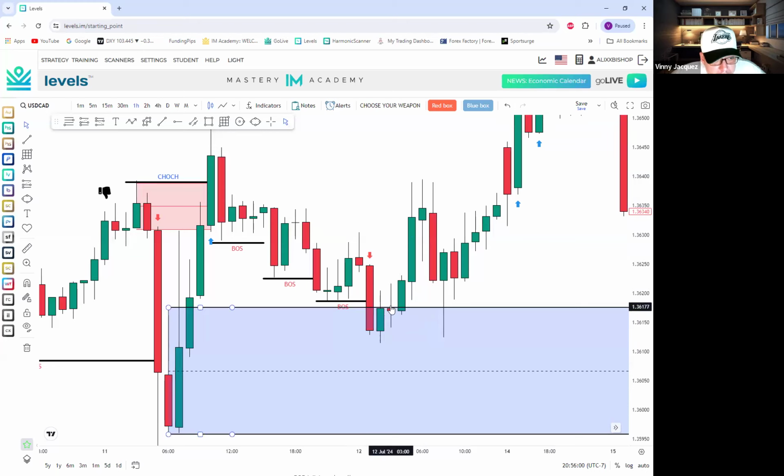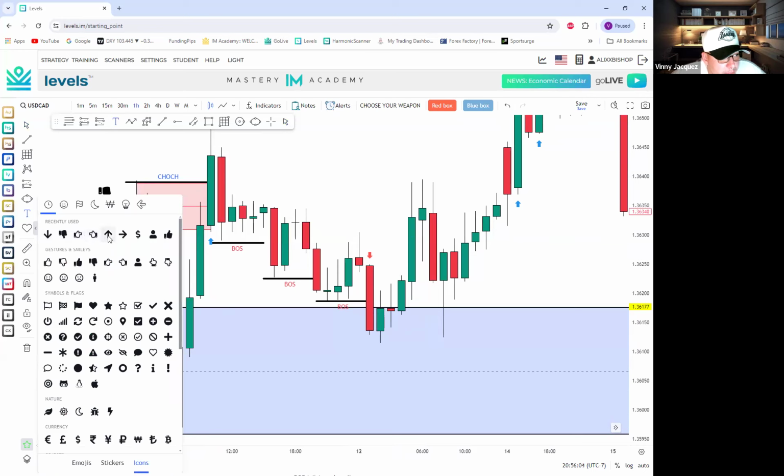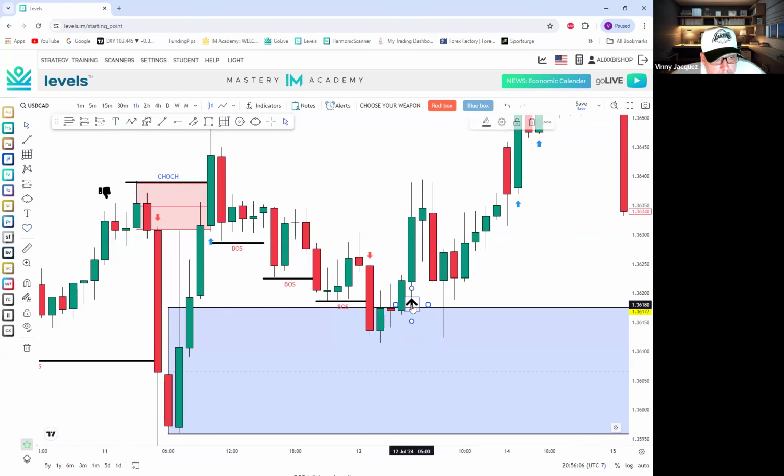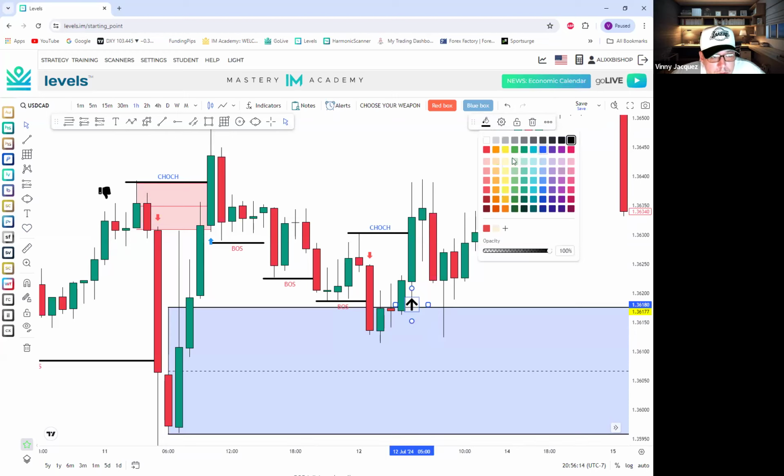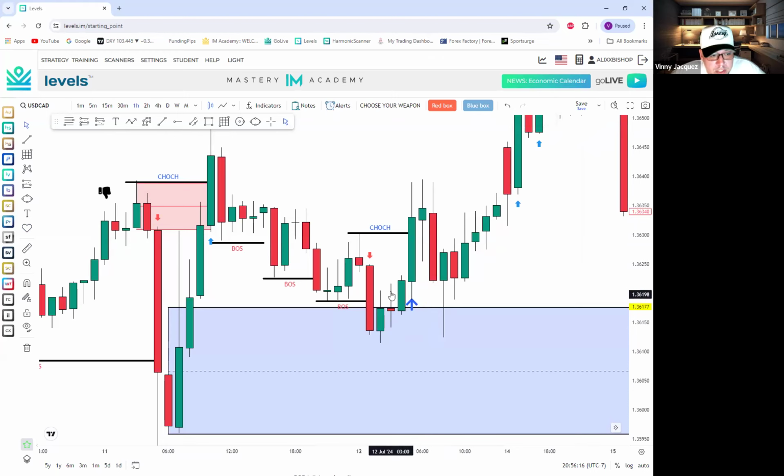So look at this. This is my starting point right here. Now I should have a blue arrow right here because we did change character. Right? So this arrow should definitely be blue. So my starting point is now this one. Boom. And my stop loss is the low.